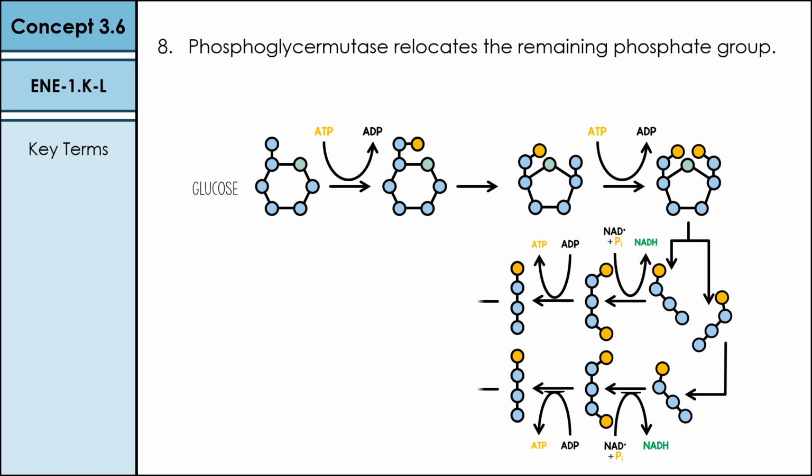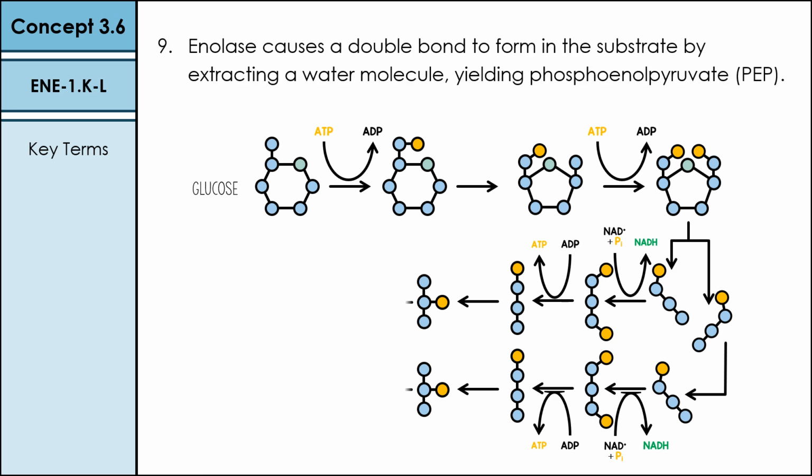Step 8, our phosphoglycerate mutase relocates the remaining phosphate group. So we move it from the terminal to the central carbon. And through a little bit of water extraction, we produce a stereoisomer of that initial product.